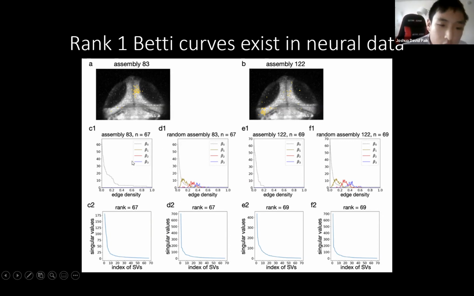And while we can see the difference between these two figures with Betti curves, we really can't see that difference when we look at the singular values of those. I mean, maybe you can say this has a larger singular value, but it's not as obvious as when we look just with the Betti curve. And to prove I'm not cheating, I did it for another group of assemblies of neurons. So maybe the point of this figure is that not only can we prove theorems about rank 1 Betti curves, we can actually see them in real neural data.